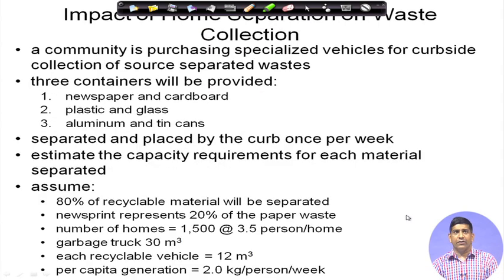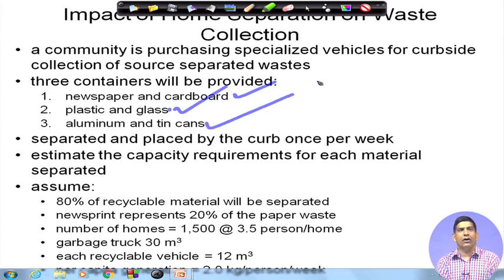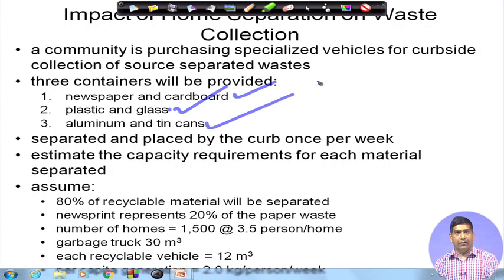Now, in terms of the impact of home source separation of waste on waste collection: if the community is purchasing a specialized vehicle for curbside collection for source separation, say 3 containers are provided to every house, one for newspaper and cardboard, one for plastics and glass, and one for aluminum and tin cans. So you have these 3 separate recyclables. Again, it's good, recyclables will be separate, you can process them separately, and you will be able to sell the material at a higher price. But that means more money is required for the collection system.